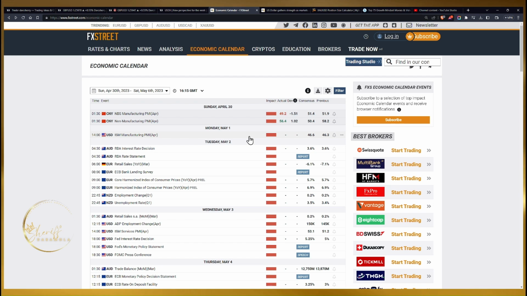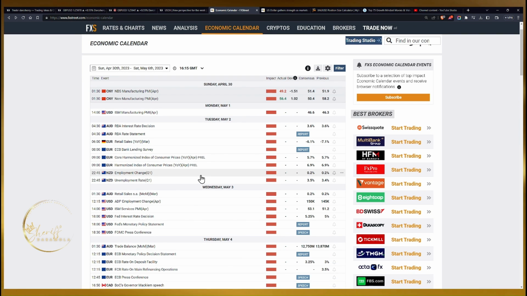But the previous data here came in at 46.3, and we have a consensus projection of 46.6, and we shall be anticipating what the actual data will be on Monday to decide how the market is going to be reacting prior to the event and post the event.